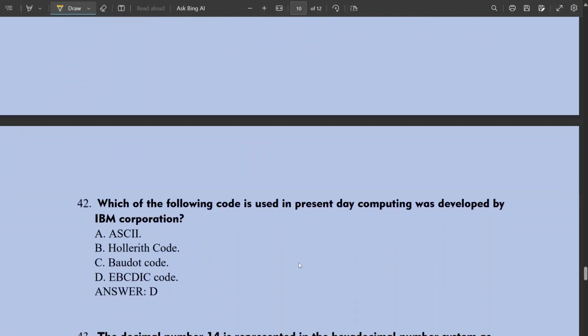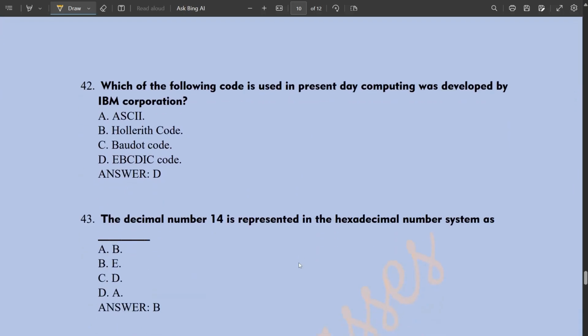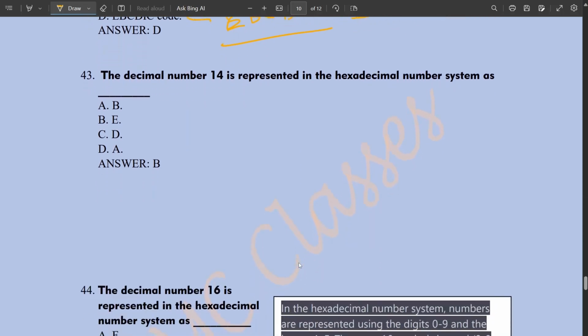Next, which of the following codes used in present day computing was developed by the IBM corporation? Your answer will be EBCDIC code.